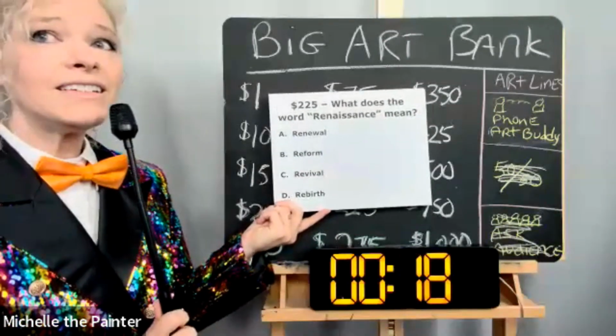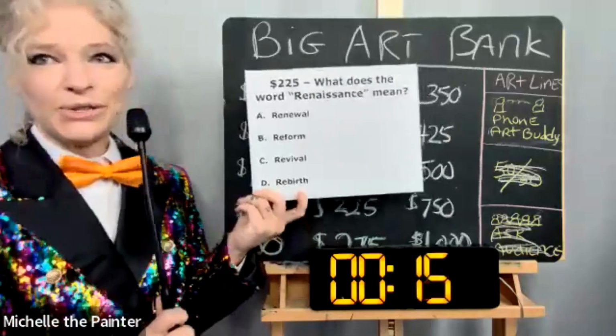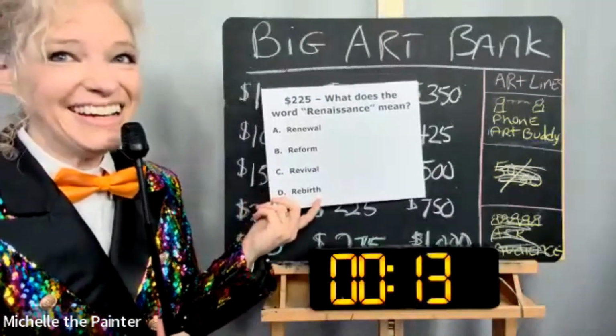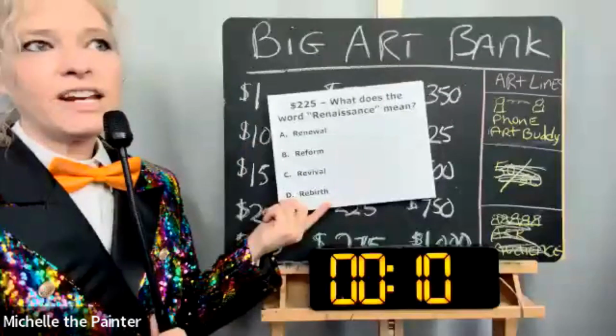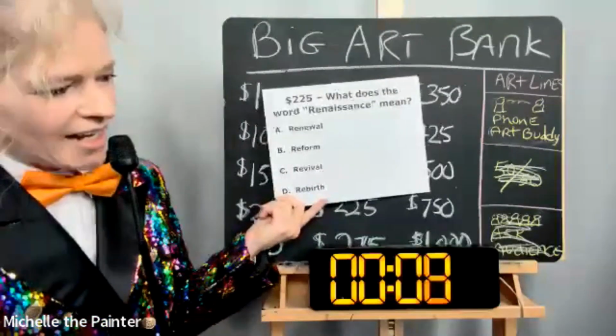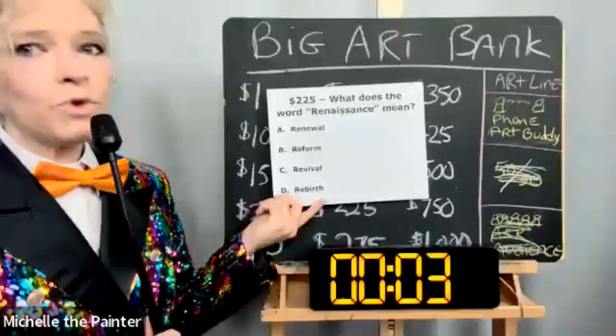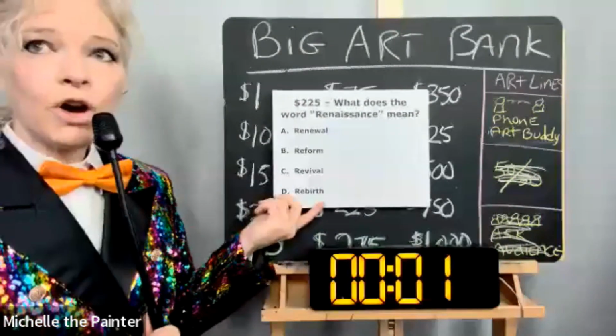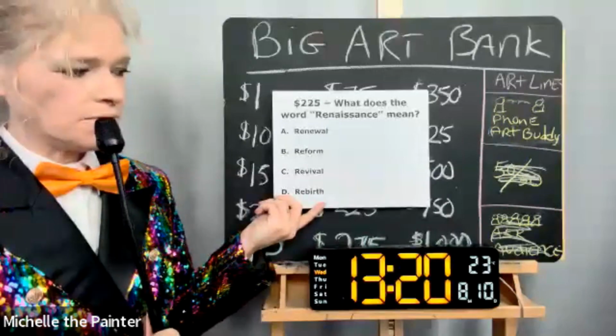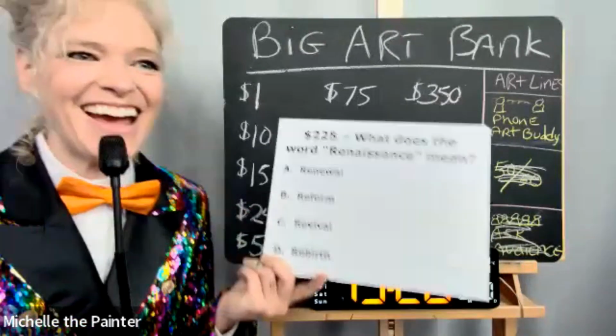You have one lifeline left to use. I know this was a tricky one. So think of the Renaissance. Oh, you got 8 seconds. Do you want to use your art buddy or do you want to try and answer it? I'll answer it. I'll say D. She is correct.